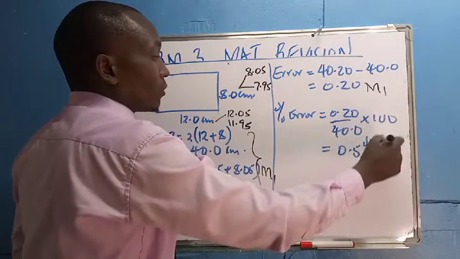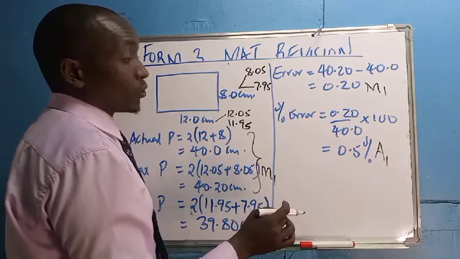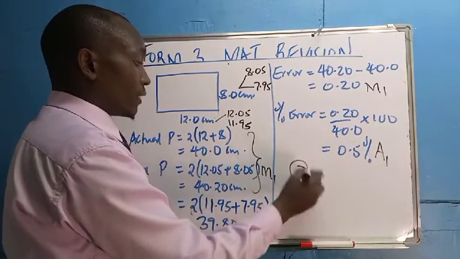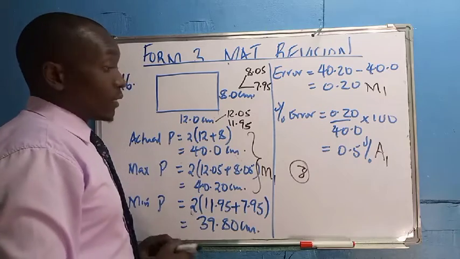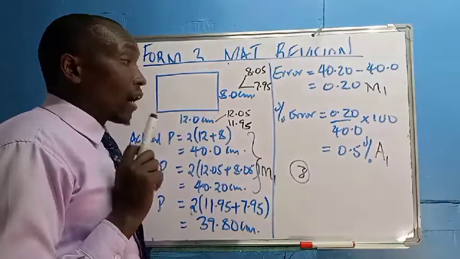So by that you get a method mark. Then the percentage: you get the error, 0.2 over 40, the actual, times 100, you get that. And that's how you get the 3 marks for number 16. That is the end of section 1.